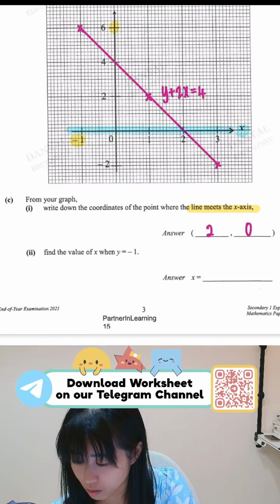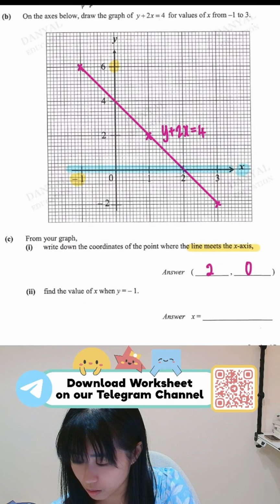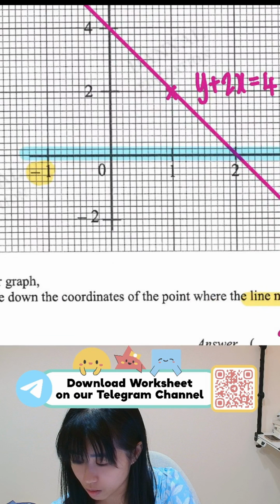Next one. From your graph, find the value of x when y is negative 1. So when y is negative 1, negative 1 is here. Wait, this one negative 1 is x, sorry. Y is negative 1 is somewhere here. In between, let me count how many boxes there are. 1, 2, 3, 4, 5, 6, 7, 8, 9, 10. So I need to count 5 boxes. 1, 2, 3, 4, 5. Here. Double check. 1, 2, 3, 4, 5. That means here is a minus 1.